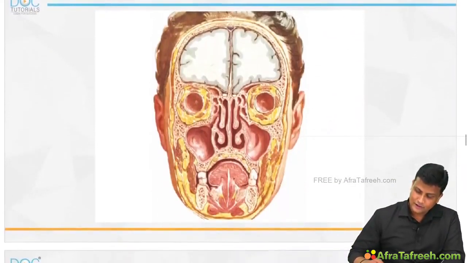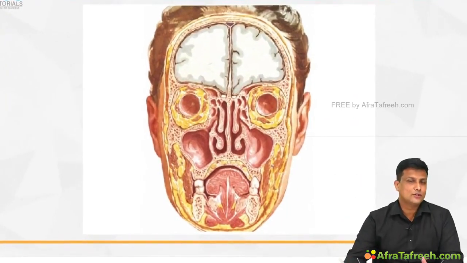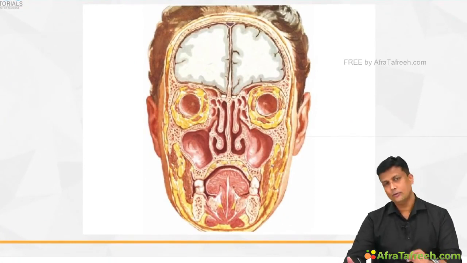Then again, not only that, one of the diagrams, something like this, was given in the exam, and yes, you have to actually identify first of all the extraocular muscle. Then I will tell you. First, let us identify the extraocular muscle. Then I will actually tell you about the question.